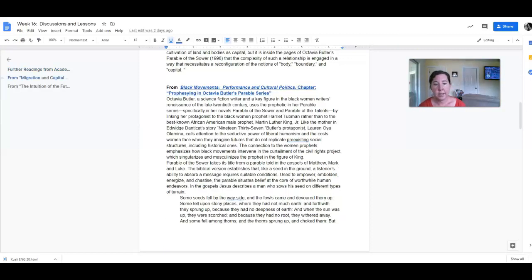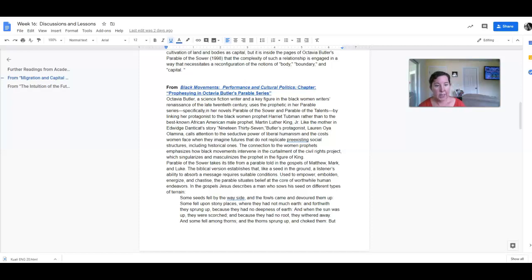The next excerpt is actually a chapter from a book. The book is called Black Movements, Performance in Cultural Politics. And the chapter is Prophesizing in Octavia Butler's Parable Series. And again, I just have a piece of this article, and I included a piece that talks a little more about the biblical aspect of the parable of the sower.